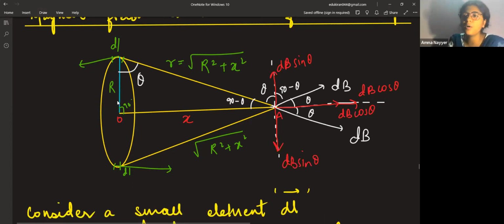Now see what you have to do. You have the vectors along the y-axis and x-axis. Can you see? We have just taken two current elements from two diametrically opposite ends. If I choose one from here and one from here, these two will be the diametrically opposite ends. Can you notice all the sine thetas are actually opposite to each other? So all the sine thetas will be cancelled, and all the cos thetas will be pointing in the same direction, so they will be added.